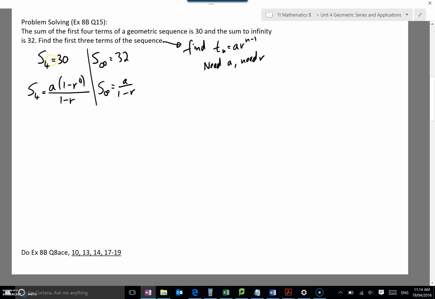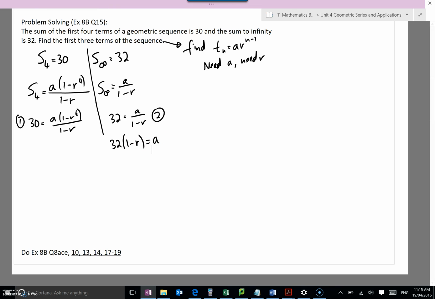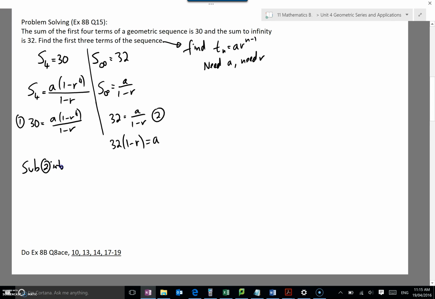So I know what the outcome is, I know what the formula is, I should be able to combine these together. So for the first 4 terms, I know that 30 equals A times 1 minus R to the power 4 on 1 minus R. This will be equation 1. And for the infinite terms, I know that 32 equals A on 1 minus R. This will be equation 2. So I've got 2 equations, 2 unknowns, and need to solve for either A or R. The way I'm going to do it is rearrange equation 2 to get A by itself, and then sub it into equation 1.